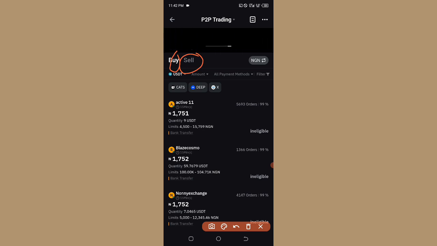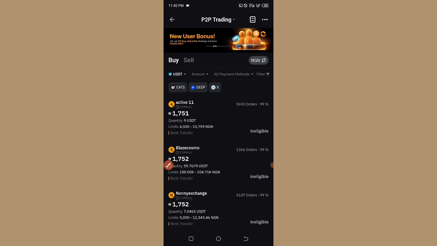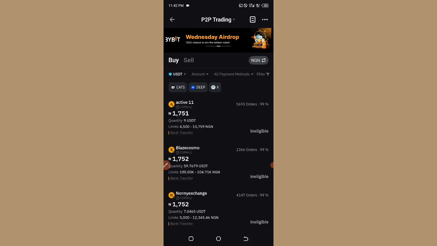So you can see Naira over here. Naira is the money you are sending to the person where you want to buy. You can still change it to any other currency. When you click on it, you can see there are still other currencies you can change it to. But we are using Naira.